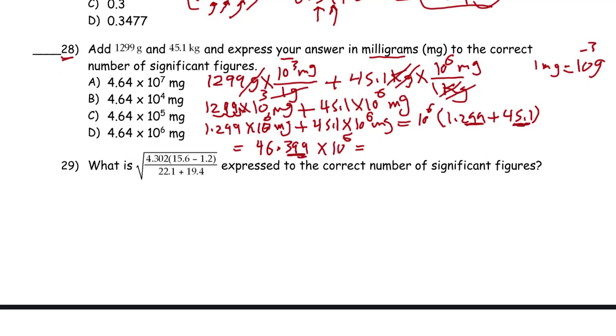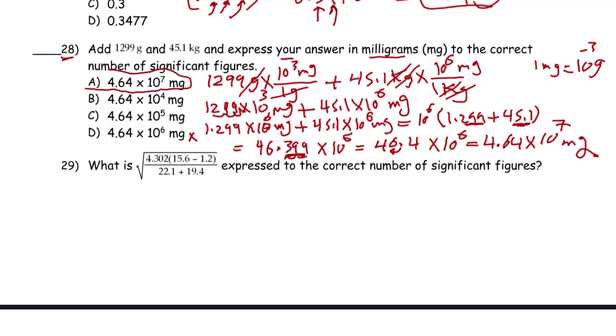So the 99 increases the 3 to 4, 46.4 times 10 power 6. We don't have the answer here. As you see, 10 power 6 is multiplied by 46.4. So let's write it correctly in scientific notation, so we can move the decimal point to the left. So we multiply it by 10 power 1. So 4.64 times 10 power 1 times 10 power 6 means 10 power 7 milligram. The answer is, as you see, letter A.